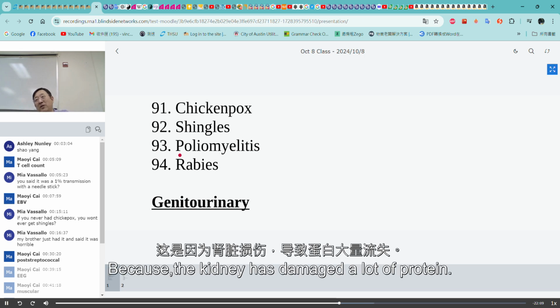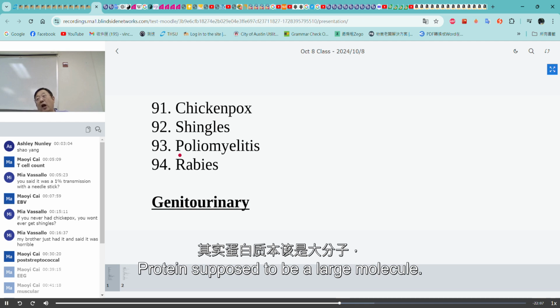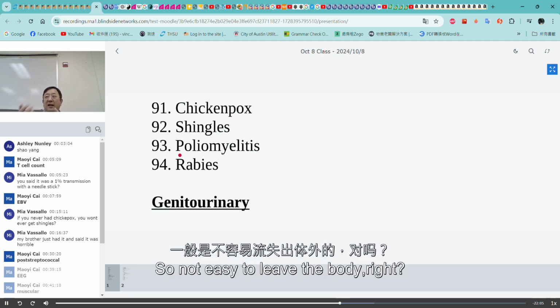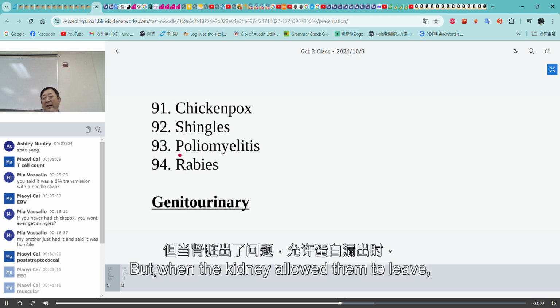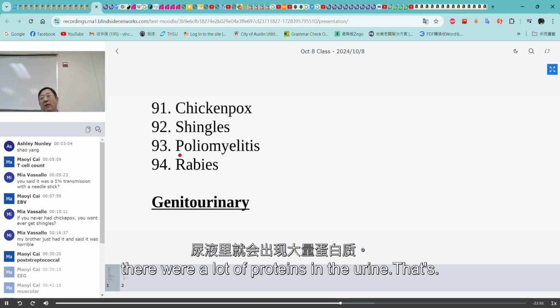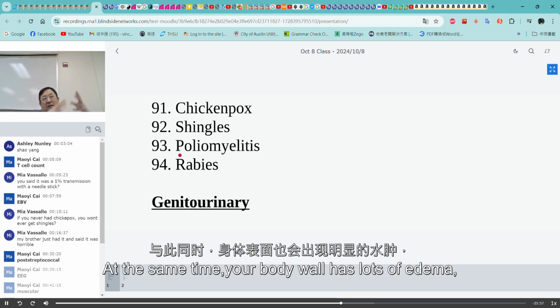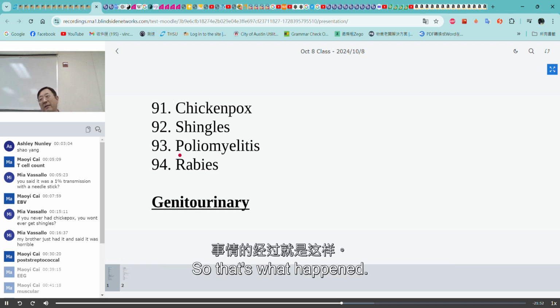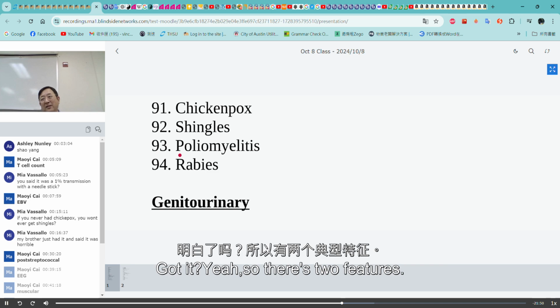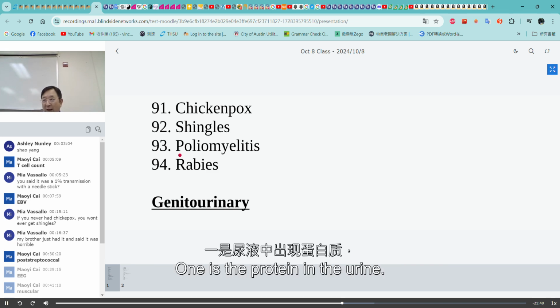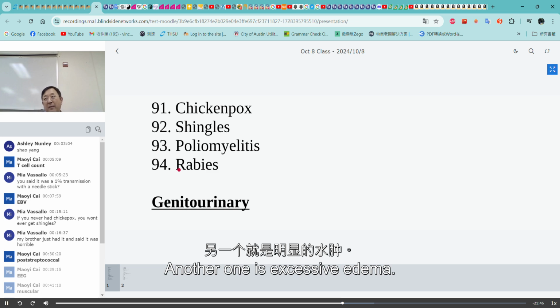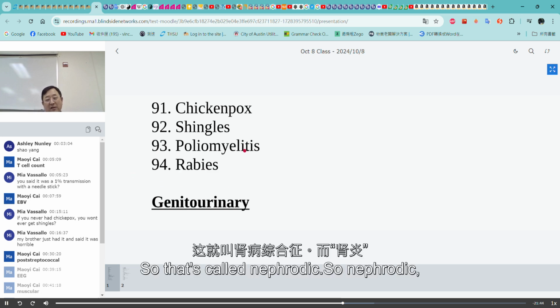Because the kidney has damage, it allows protein through. Protein is a large molecule, so it does not easily leave the body, right? But when the kidney allows it to leave, then what? A lot of protein in the urine. That's what you find. At the same time, your body has a lot of edema, swelling. So that's what happened. Got it? So the two features: one is the protein in the urine, another is the excessive edema. So that's called nephrotic.